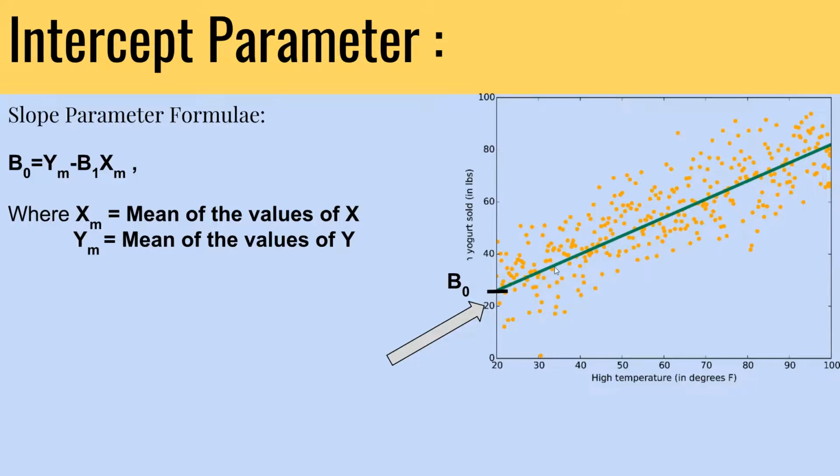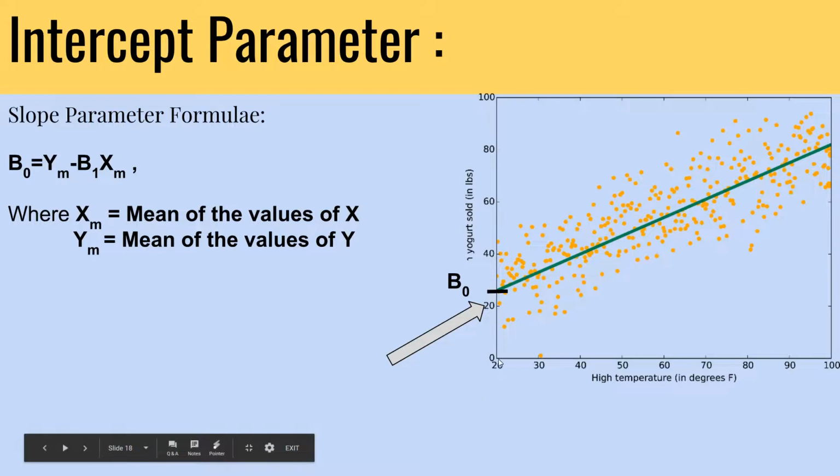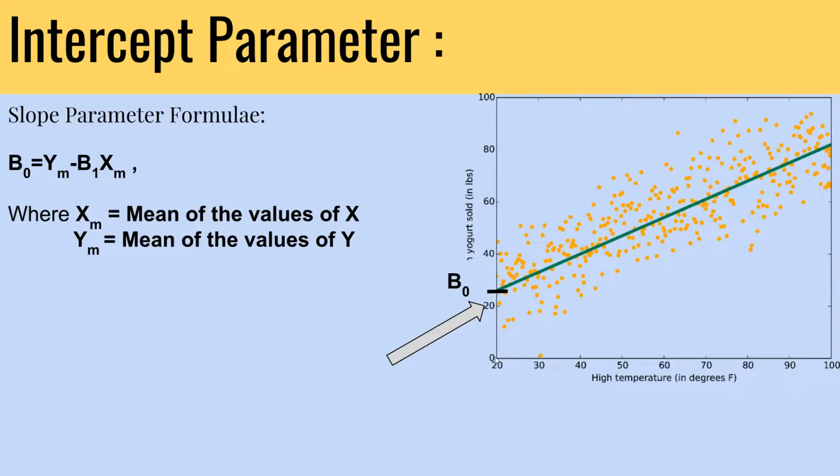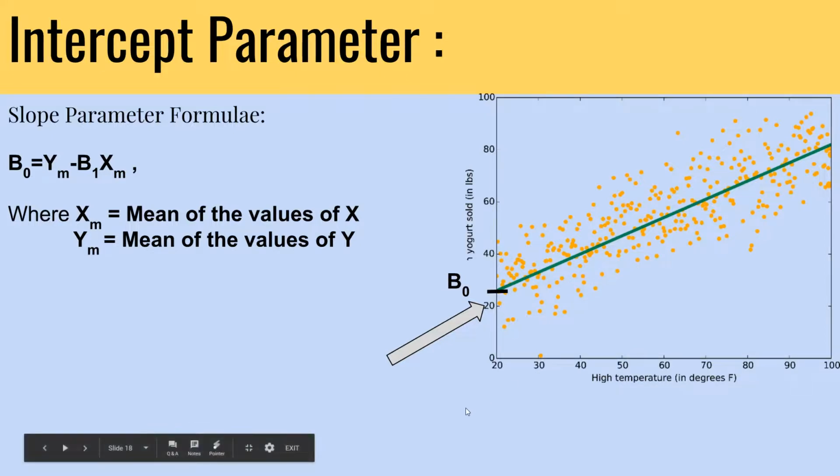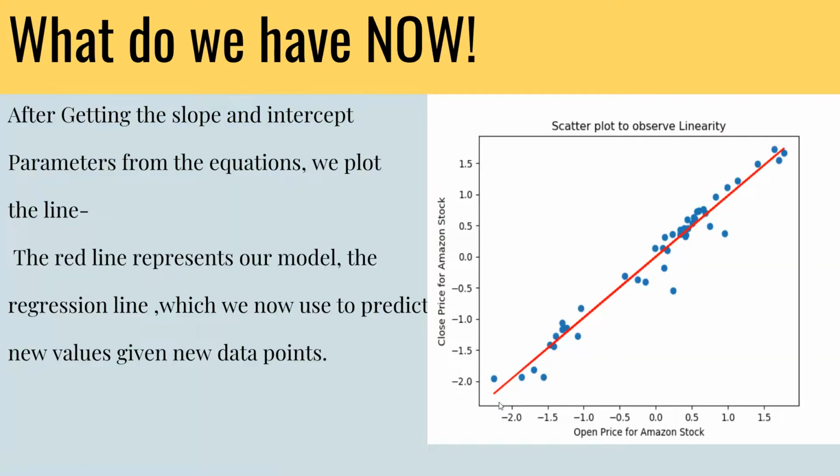So as you can visualize, b0 is the point where our regression line intersects the y-axis. This can be on the negative y-axis, this can also pass through the origin, or this might also pass through the x-axis, where our intercept would eventually cross the negative y-axis and give our intercept parameter. So moving on, after getting the slope and intercept parameters from the equation, we are done.